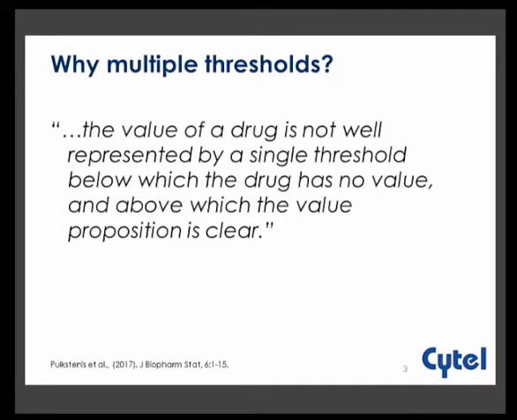So why would we want to use two targets? Well, I'm just going to give a quote to this recent paper by Stenis et al., who proposed that the value of a drug is not well represented by a single threshold below which the drug has no value and above which the value proposition is clear. So by adding an additional target or threshold, we can arrive at a three outcome approach, which gives us more flexibility.